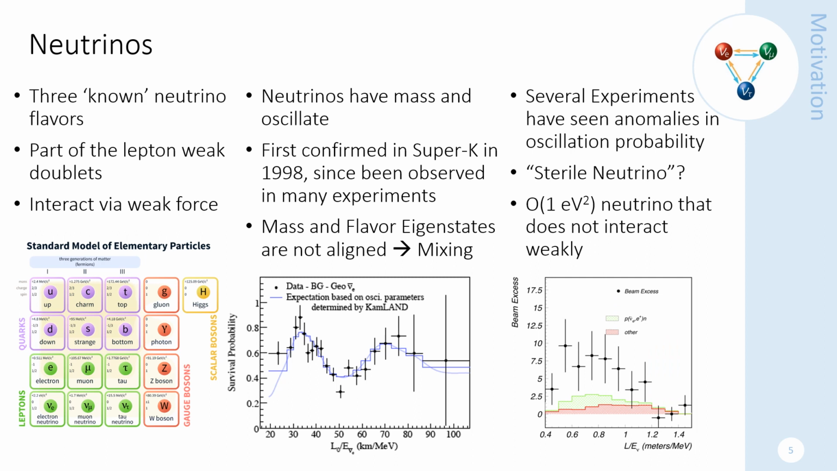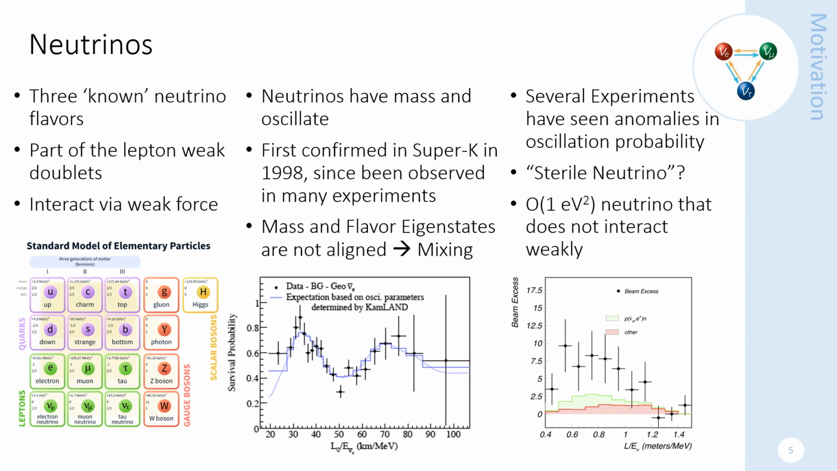Now, several of the experiments measuring neutrino oscillations have actually seen additional anomalies. One example is the LSND experiment that is shown on the bottom right here, where you can see a strong excess over the prediction in the low energy regime. And one possible explanation for these anomalies is the addition of a new so-called sterile neutrino that is not in the standard model yet. This sterile neutrino would participate in the neutrino oscillations, but it would not interact through the weak force.